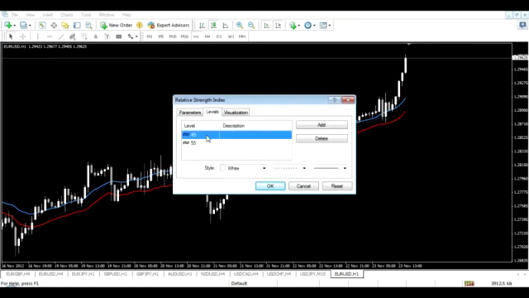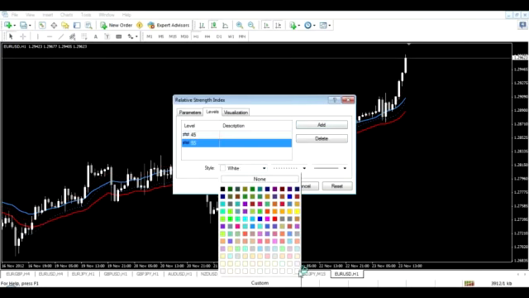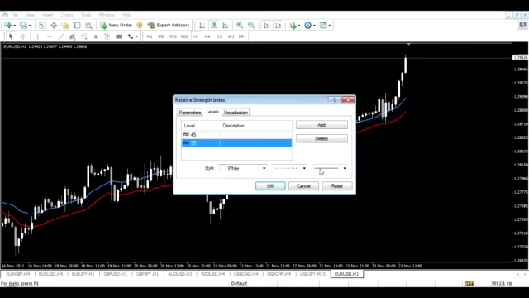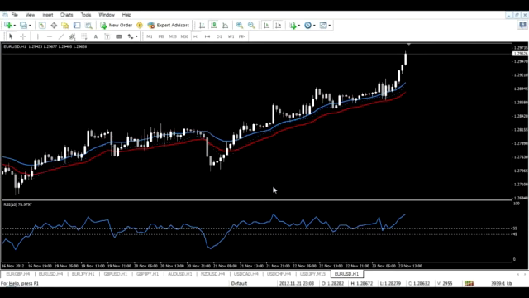Levels. Let me delete these so that I can add them. Levels, I want to add. Hit 45, add. 55. The levels for me are going to be white with a dotted line. Okay. So here, now we've got the RSI.